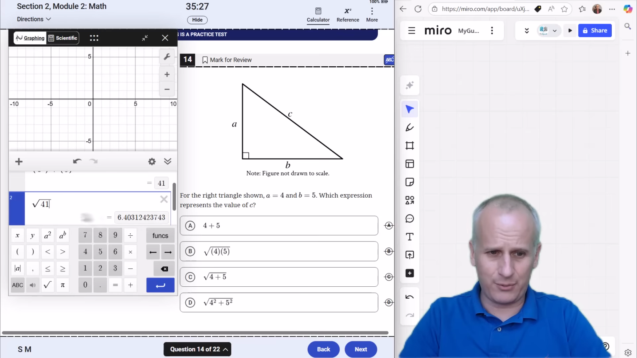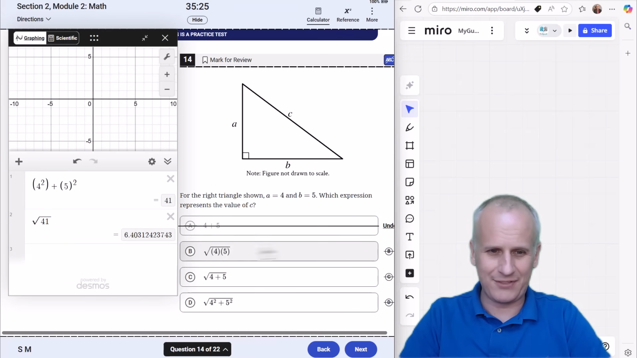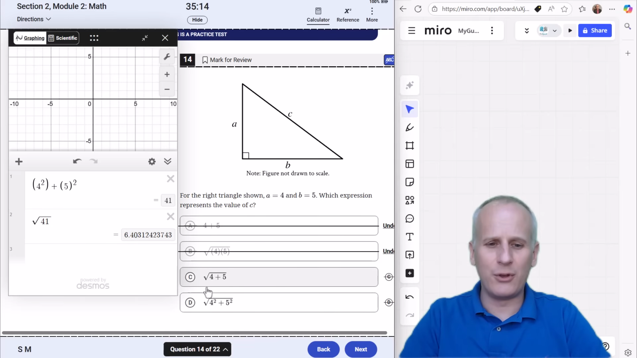But I know that the square root of 41 is certainly not 4 plus 5, that's 9. And if we're looking at 5 times 4, that's the square root of 20. The square root of 20 is not the same as the square root of 41. I don't even care what it exactly is. It's just not the same. 4 plus 5, though, of course, is going to be 9, and the square root of 9 is positive or negative 3.